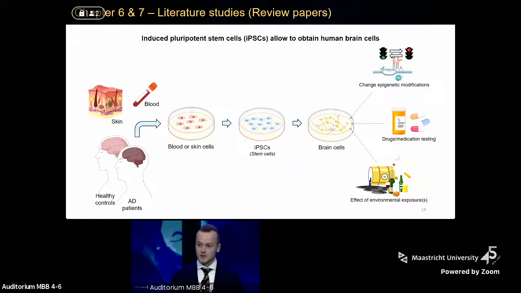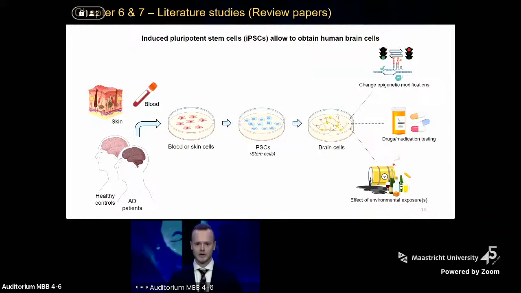In chapters 6 and 7 of my thesis, we therefore describe how stem cells can be obtained and used to study Alzheimer's disease. And as you can see in this slide, from both skin tissue as well as blood samples, we nowadays can isolate cells and grow these in a laboratory. And then we can transform these cells to become stem cells, or as we call them, induced pluripotent stem cells, or iPSCs. And then we can further specialize these cells to become brain cells.